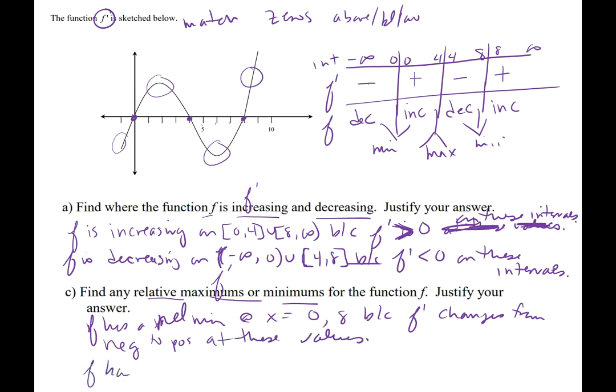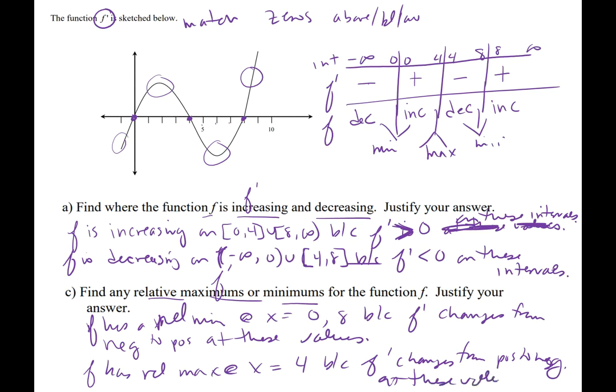And f has a relative max at x equals 4, because f prime changes from positive to negative at these values. Likely on the test, I might not ask for both increasing and decreasing on the same question. I might ask increasing and maybe for the minimums or something like that.